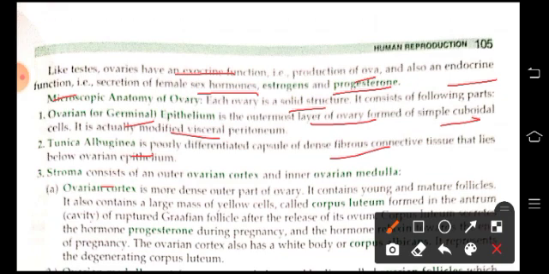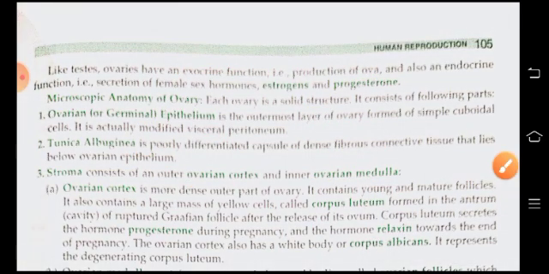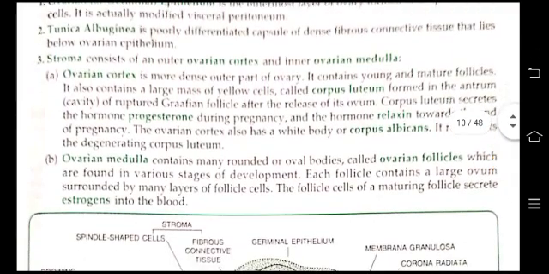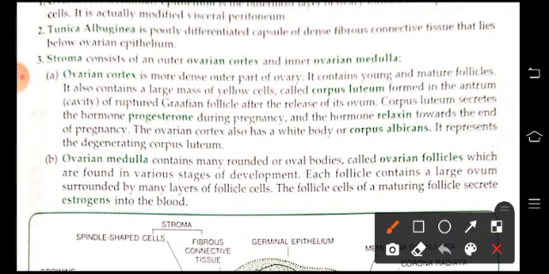Now the stroma consists of two main parts: the ovarian cortex and the ovarian medulla. The ovarian cortex is the dense part of the ovary, present outside, and it contains young and mature follicles. It also contains a large mass of yellowish cells called the corpus luteum, which is formed in the antrum of the ruptured graafian follicle after the release of the ovum. Now the corpus luteum secretes the hormone progesterone during pregnancy and the hormone relaxin towards the end of pregnancy.